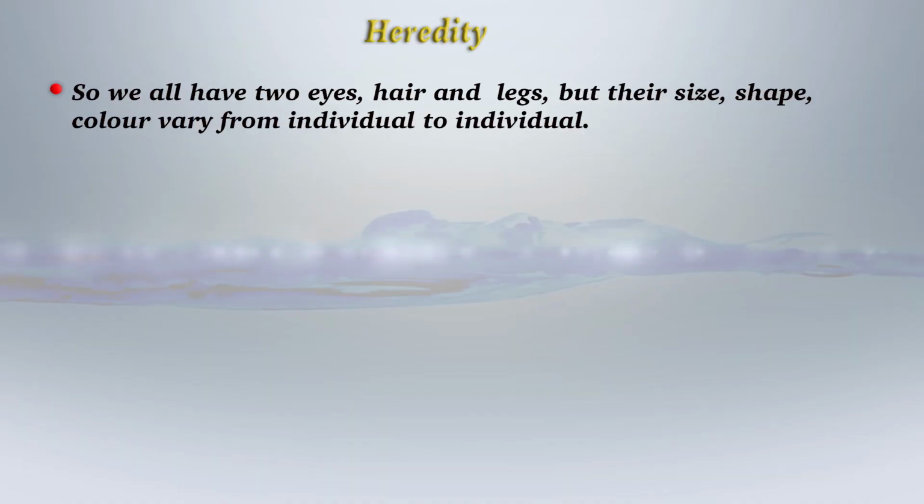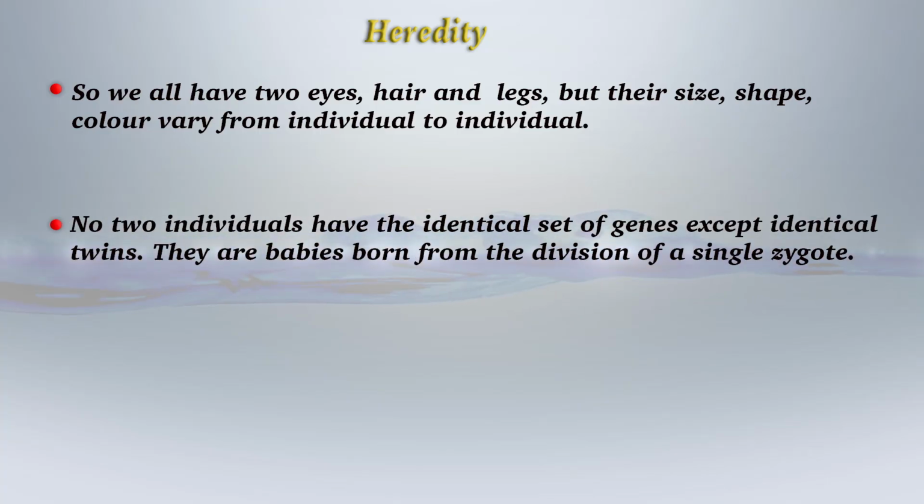So, as I said, we all have 2 eyes, hair, legs, but their shape, size, color, this will vary from individual to individual. That is the genetic difference between us. The commonality is that we all have these features. The difference is how these features look and appear. Except for identical twins, no 2 individuals have the same set of identical genes.